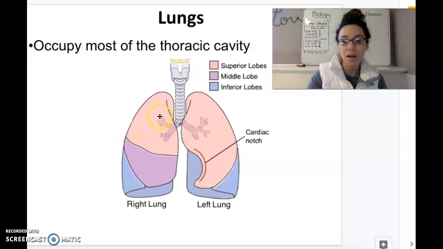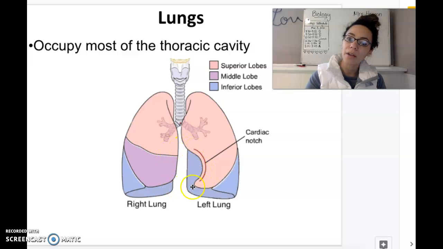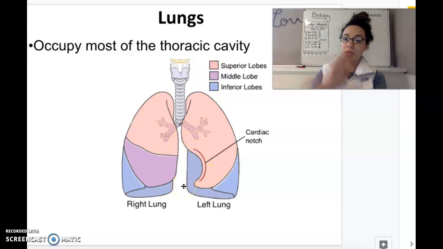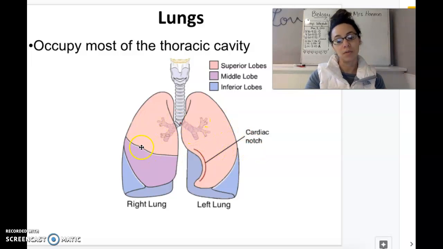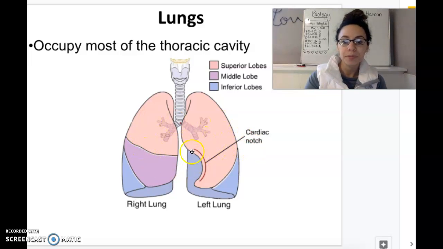So these occupy most of the thoracic cavity. There's a little space, a notch for the heart on the left lung. Remember, we're looking at anatomical position. So this is the left, this is the right. And this is where the heart would be. You don't have to memorize the lobes.